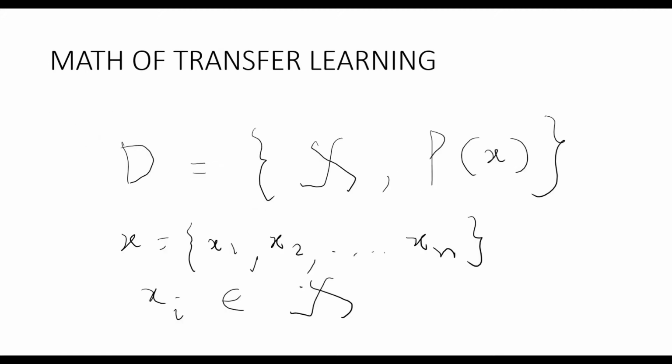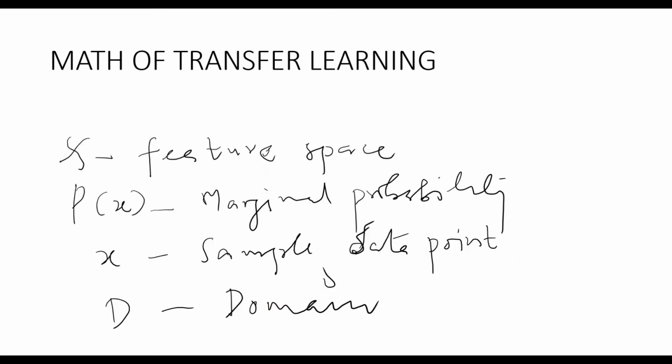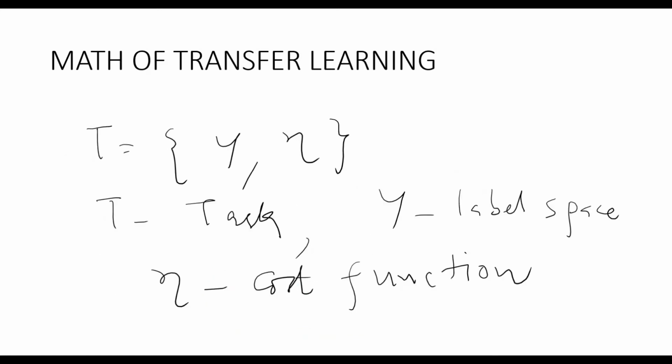This is the math of transfer learning. The domain D is equal to psi, P of X. Here X is equal to x1, x2, ..., xn, and xi is an element of psi. You may be familiar with this symbol, element of. So what is D here? D is the domain, psi is the feature space, P of X is the marginal probability, and x is the sample data point. Simple.